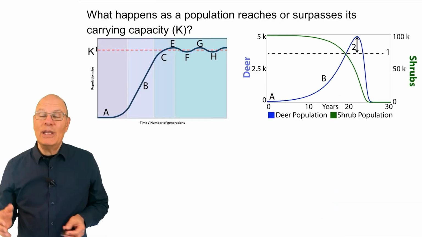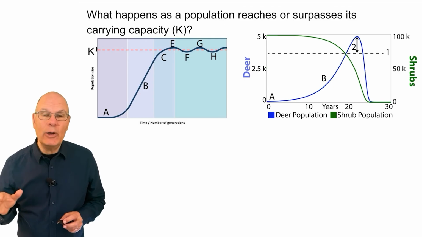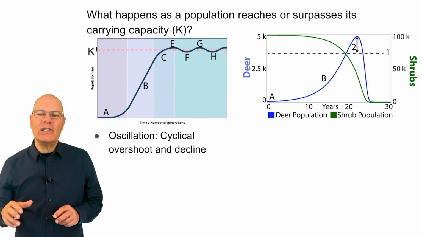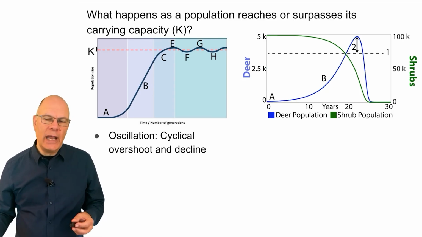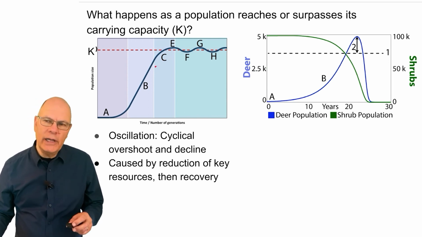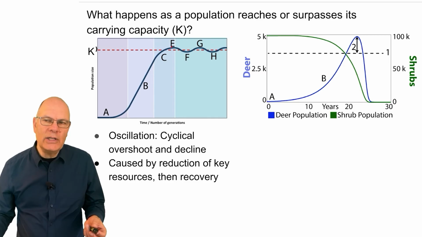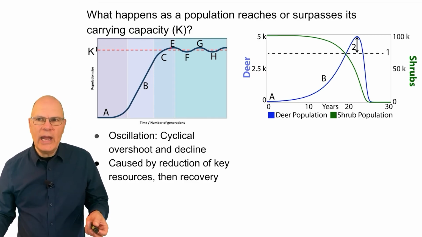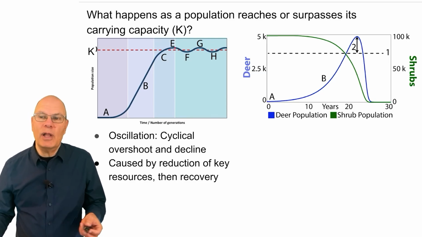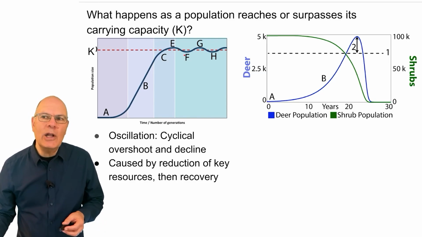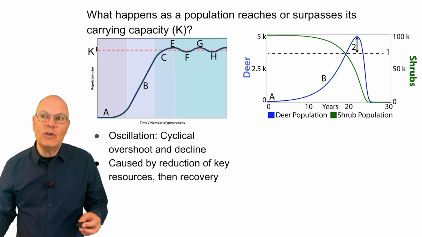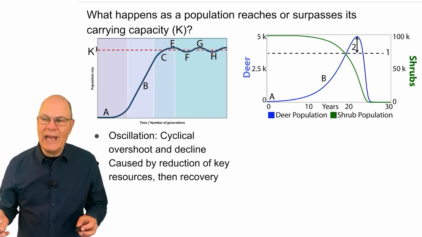What happens as a population reaches or surpasses its carrying capacity? I'm going to show two scenarios, there are probably more. One is oscillation. You have a cyclical overshoot of the carrying capacity and decline, and that's caused by a reduction of resources and then recovery. So here's a population that's grown beyond its environment's carrying capacity. That caused somewhat of a degradation of resources, and that reduces, for example, the food supply, so the population falls a little bit. When it falls, the carrying capacity recovers, and then the population rises, slightly overshoots, and then falls, and that goes on and on.